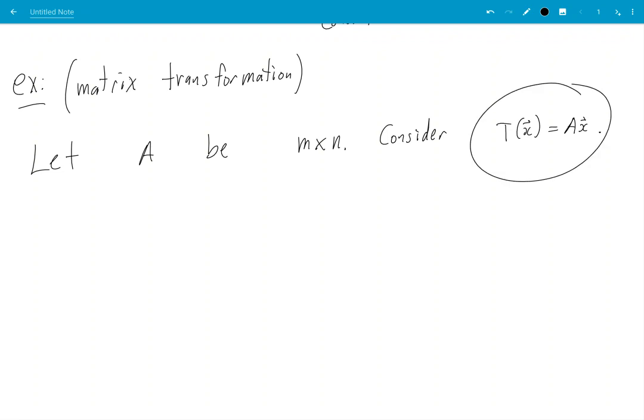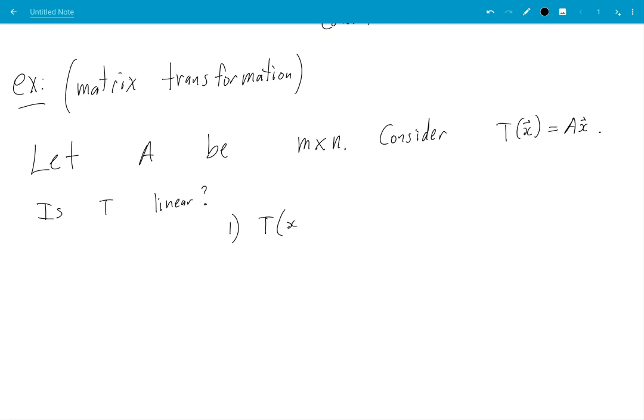So we're defining a transformation. So what does it do? It takes a vector x, that's the input, and the output is A times x. So the question is, is T linear? Well, let's see. So we'll check number one.